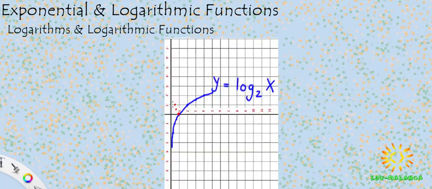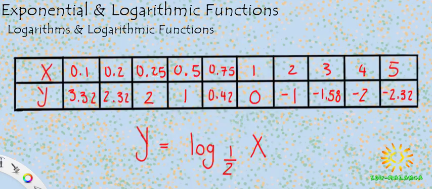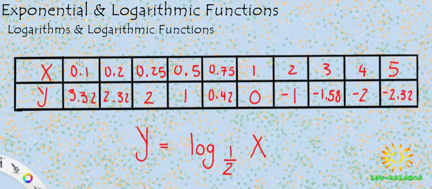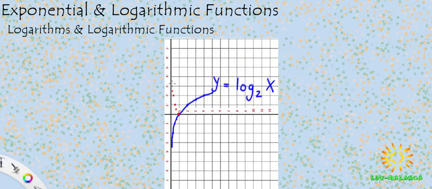When x is 0.25, y is equal to 2. And when x is 0.2, y is equal to 2.32. Let me draw these. When x is equal to 0.25, y is equal to 2. So somewhere about there. And when x is equal to 0.2, y is 2.32. So somewhere about there. The last value that we will draw is when x is 0.1, your y is 3.32. So as you're getting smaller, going there.